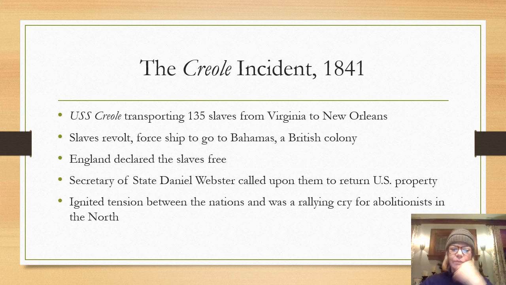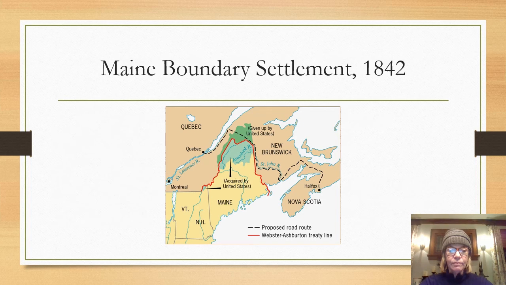Those are fighting words. And so Daniel Webster was able to negotiate an agreement with them rather than go to war. It also, though, exacerbates tension between the North and the South here in the United States, less than 20 years from the Civil War. Okay, so here in 1842, this is the settlement that Daniel Webster comes to.